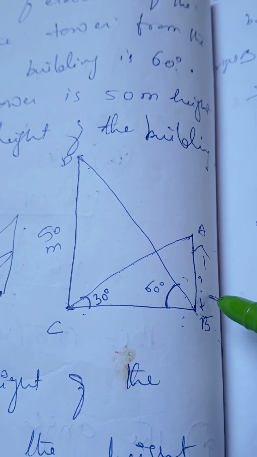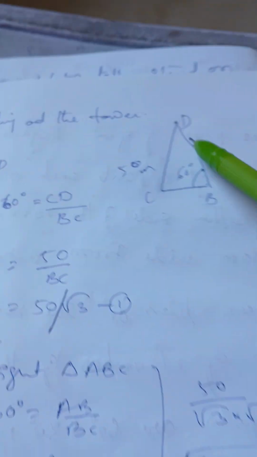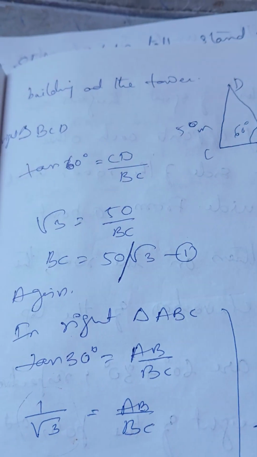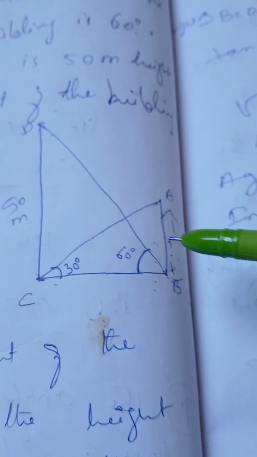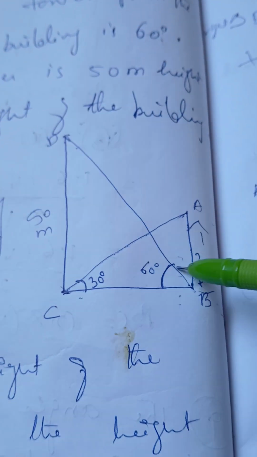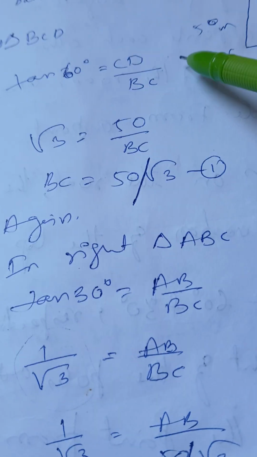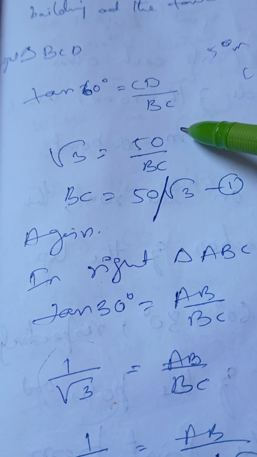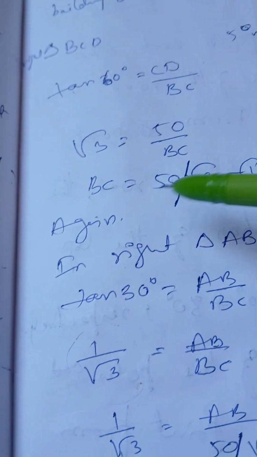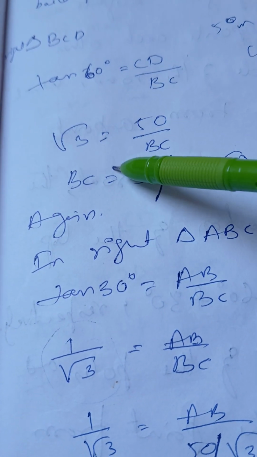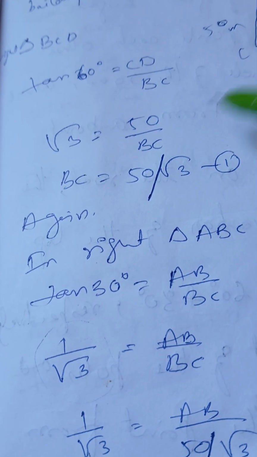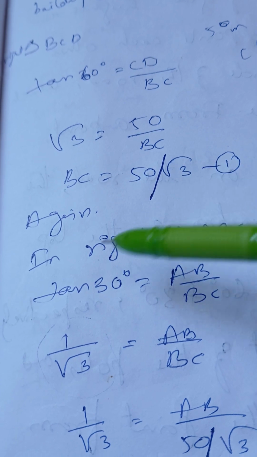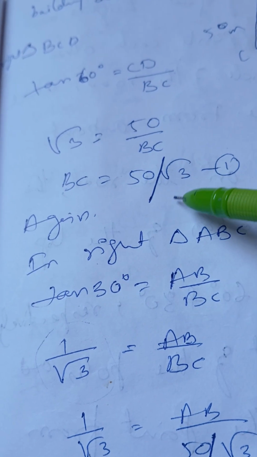So let's see. We will take the first triangle DCB. In right triangle DCB, tan 60 degrees is equal to CD by BC. When we substitute, tan 60 degrees is root 3 and CD is given as 50 meters, by BC. So BC is equal to 50 by root 3.